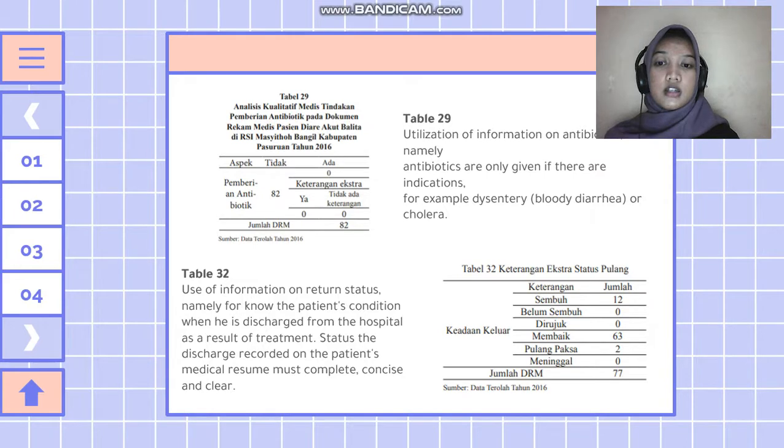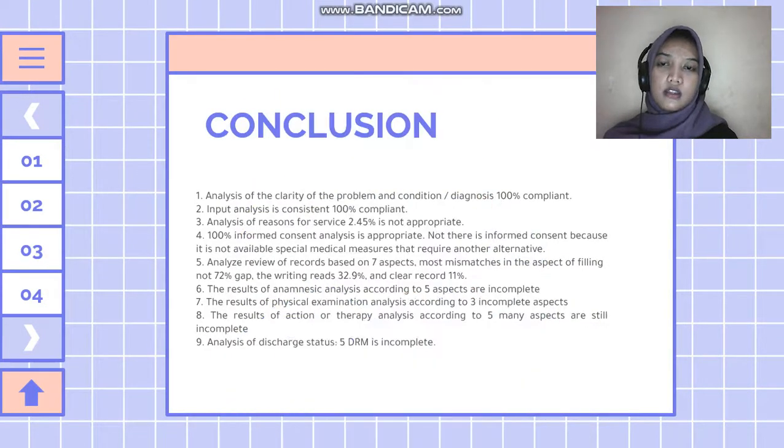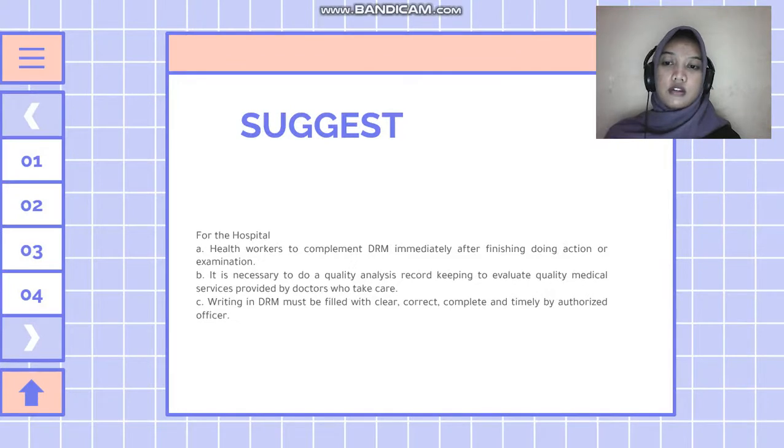Table 32. Use of information on return status, namely to know the patient's condition when he is discharged from the hospital as a result of treatment. The conclusions are: the analysis of the clarity of the problem and condition on diagnosis is 100% compliant. The result of action or therapy analysis according to 5 main aspects is still incomplete.